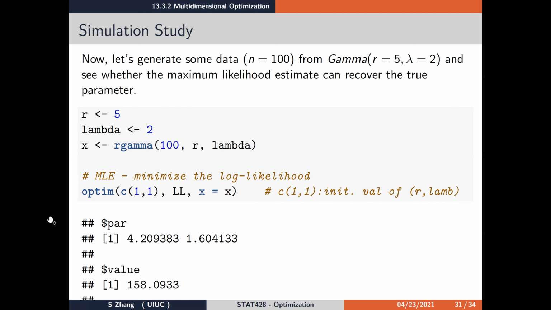And we can see here are the parameter estimates that we got for this simulation study. The estimated r was 4.2, which is somewhat close to 5. This is just one replication and there's some randomness. And the corresponding lambda estimate was 1.6, which is somewhat close to the true value of 2.